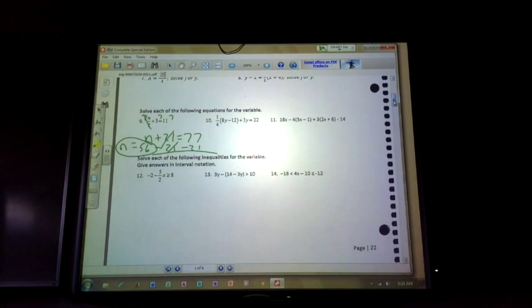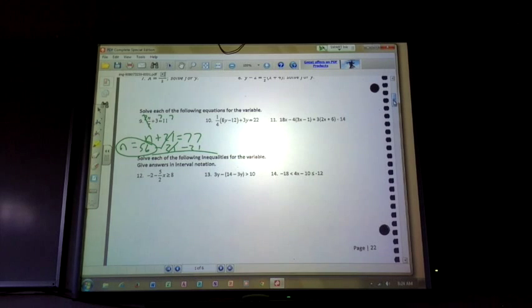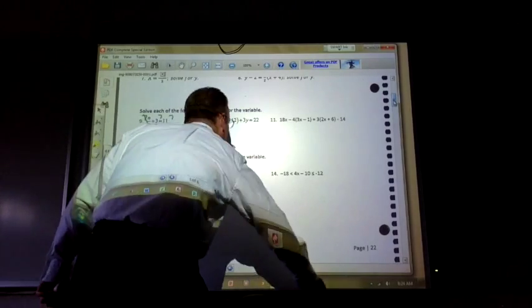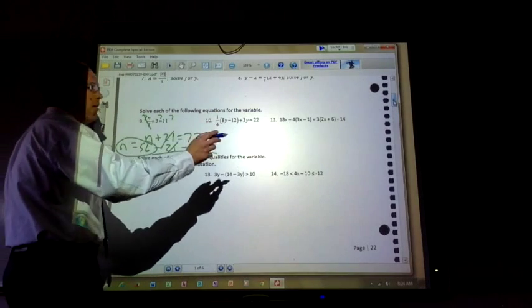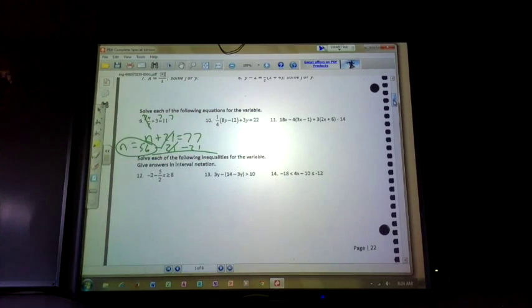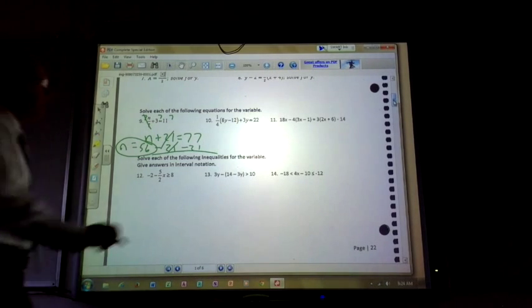Same answer. Problem number 10, 1/4 times the quantity x minus 12, plus 3y equals 22. I want to solve for y. So what should we do as our first step on number 10? Distribute. I like it. Someone might have said, why don't we multiply everything by 4? Multiply all 3 terms by 4 or distribute the 1/4? I like it. I'll go with that.